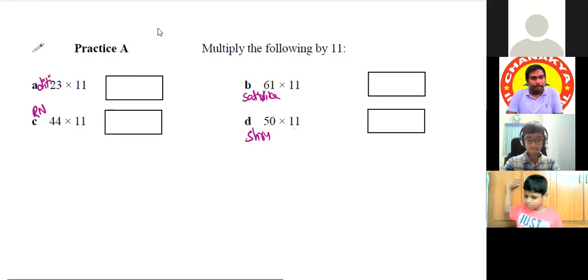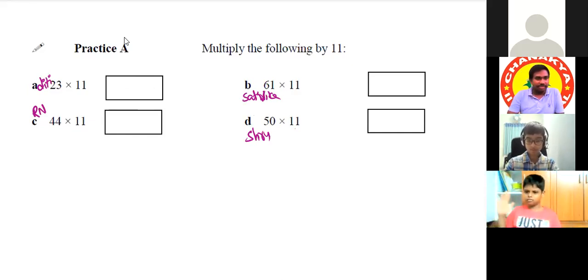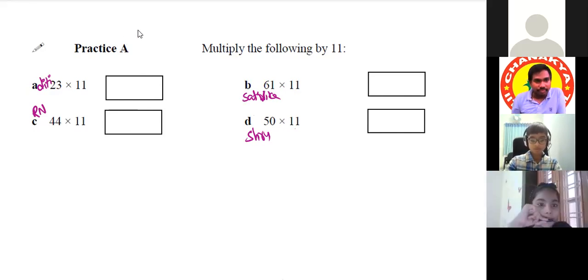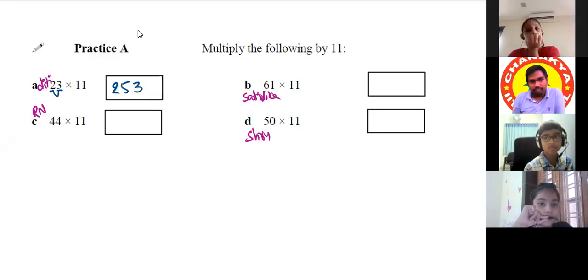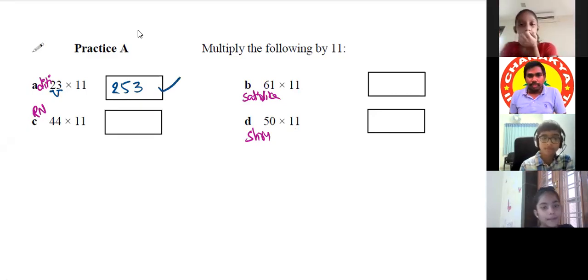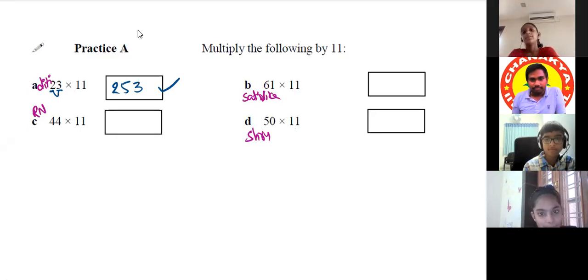Because these questions are very easy. Aditi, start your explanation. So the first number we keep as it is, which is 2. So 2 plus 3 is 5. And the last digit we keep as it is, 3. So 253. That's all. Very good. Correct. Satvika: we'll put 6 as it is. So 6 plus 1 is 7. And 1 again as it is.